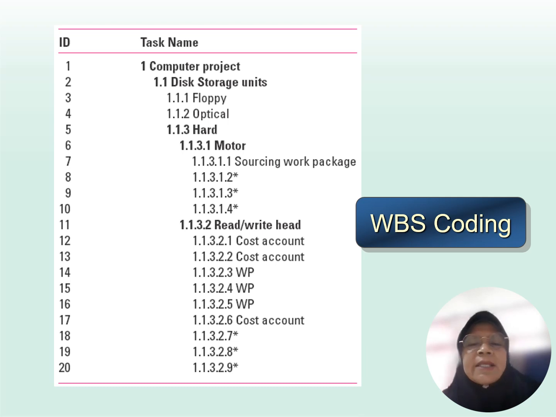Here is an example of the WBS coding itself. Here you see we have the ID of the level of the WBS, 1 until 20. For each level, we associate a code. So 1 is computer project, the title of the project itself. 1.1 is storage units, then 1.1.1 floppy, 1.1.2, 1.1.3, and so on. So each level will have a code. These are called WBS coding.